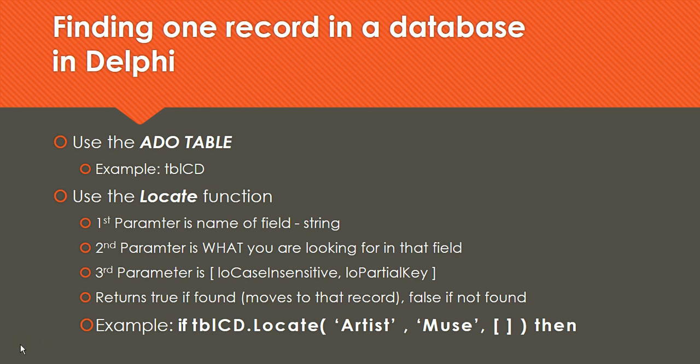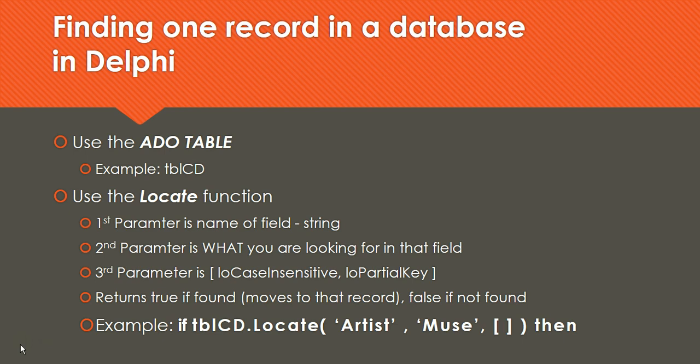The third parameter is a little bit tricky because you can leave it out as just two square brackets, but if you don't want to, the two values that you can put in there are loCaseInsensitive and loPartialKey. loCaseInsensitive means that it's case insensitive, so it doesn't matter if you type in capitals or not. The loPartialKey means if you type in the first few letters of a particular item that you're looking for, let's say you want to find the Muse in the artist field, if you just type in the and do the locate, it will find the first record that starts with those letters, even though it's not the full name of it.